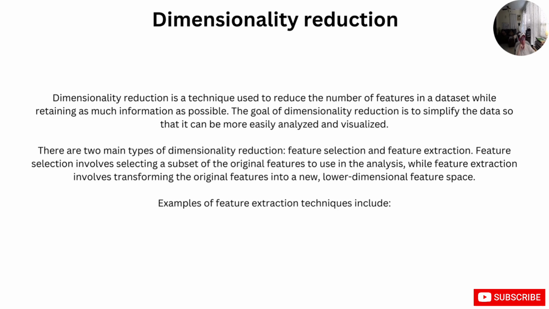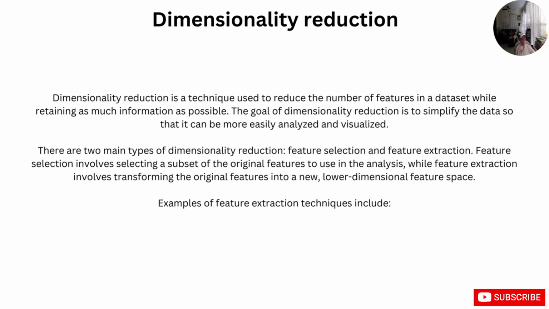Dimensionality reduction. Dimensionality reduction is a technique used to reduce the number of features in a dataset while retaining as much information as possible. The goal of dimensionality reduction is to simplify the data so that it can be more easily analyzed and visualized. There are two main types of dimensionality reduction: feature selection and feature extraction.